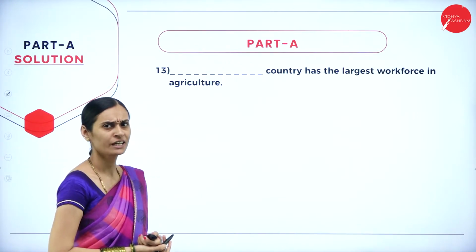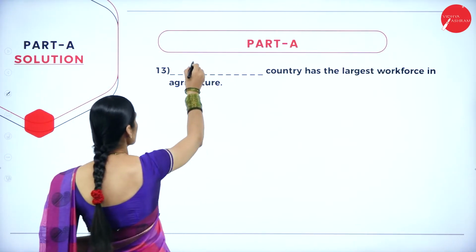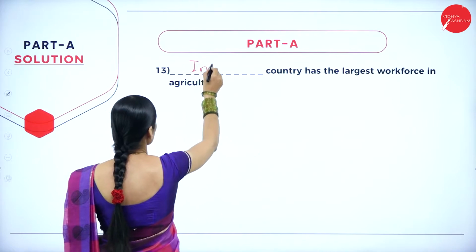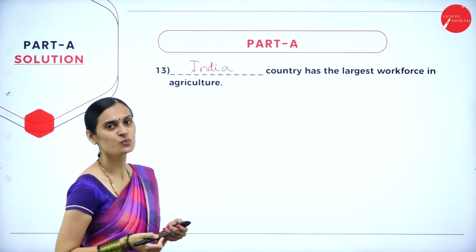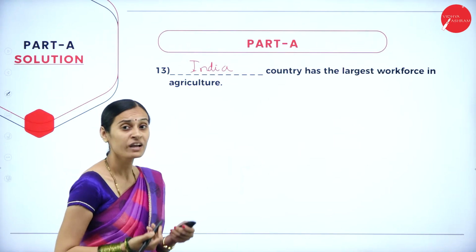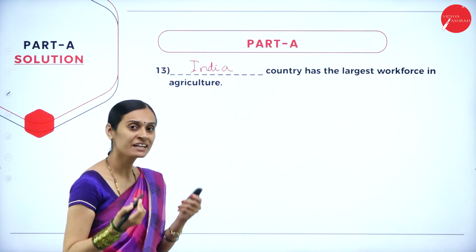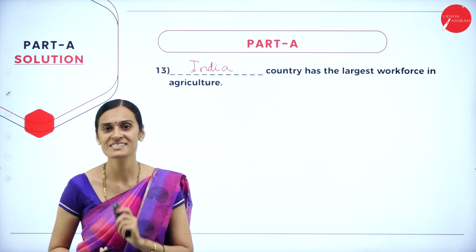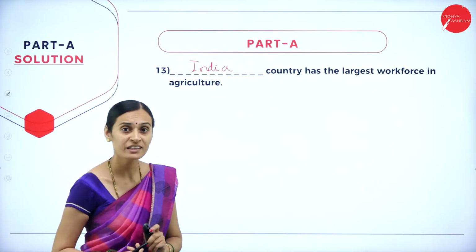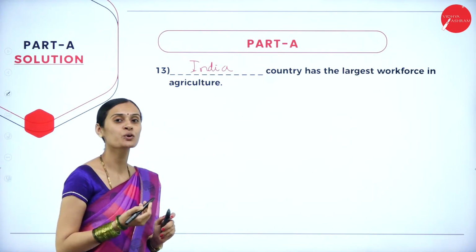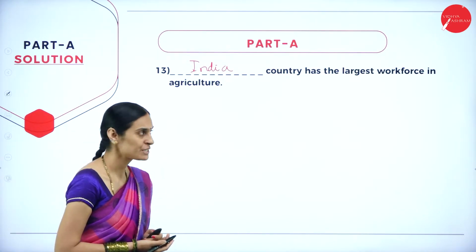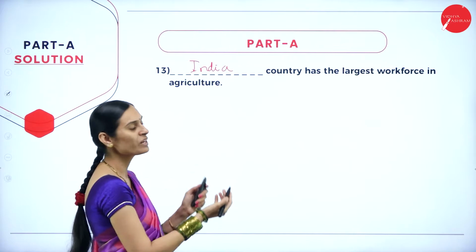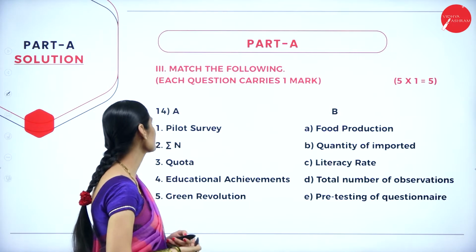Which country? Yes, India. India has the largest workforce in agriculture. We are considering that the agriculture sector is a primary sector. More than 53% of the total population depends on the agriculture field. That is why it has the largest workforce in the agriculture sector.